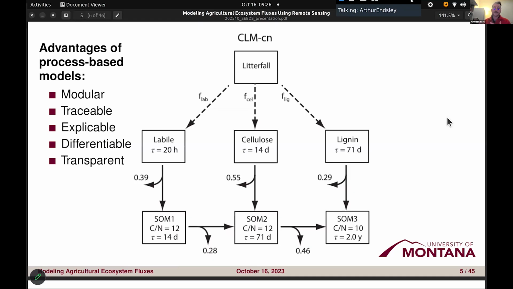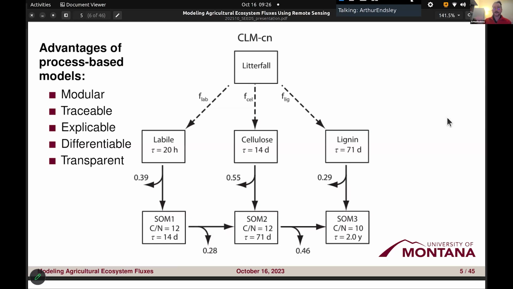If I want to understand the change in soil organic matter in the SOM1, that lower left-hand box, the first soil organic matter pool, well, I understand that it is getting carbon contributed to it from the labile pool of litterfall. And that ultimately is determined by the total amount of litterfall that this particular ecosystem produces. So I can do a sensitivity analysis. I can trace the flows of matter and energy in this model.